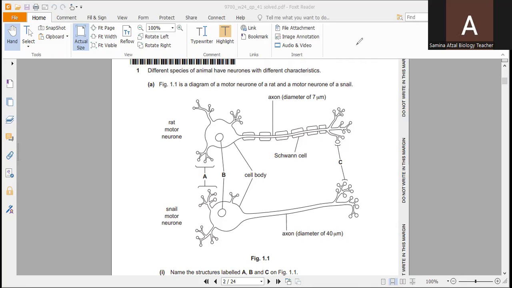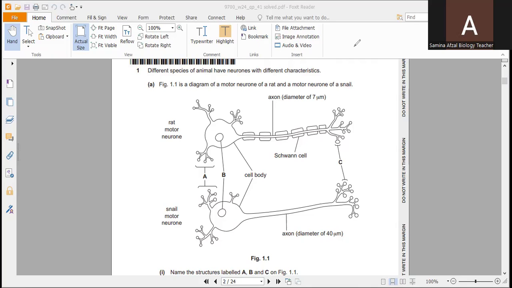So here on screen you can see two types of neurons, which are motor neurons. They take the messages from the central nervous system towards the effectors, so they are also called effector neurons. Here you can see a rat motor neuron and a snail motor neuron, and the differences and similarities between these two types of neurons.